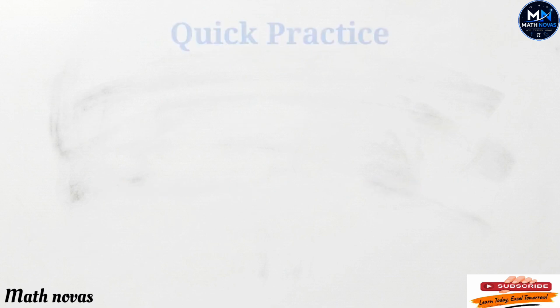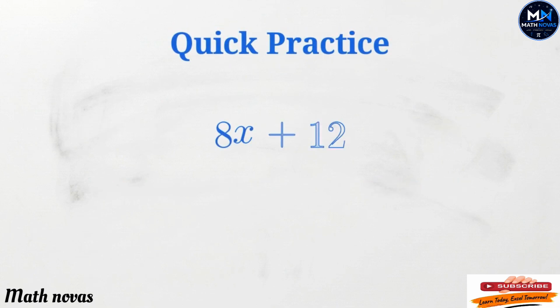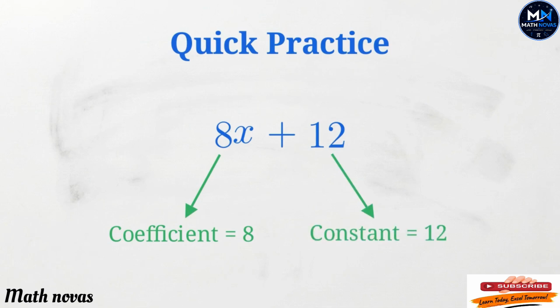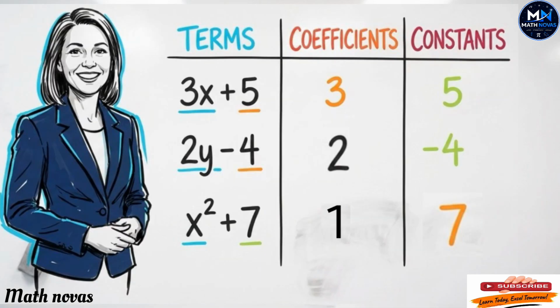Now it is your turn. Take a look at the expression 8x plus 12. Pause the video and identify the coefficient and the constant. The coefficient attached to our variable is 8, and the fixed constant is 12. Identifying these pieces allows us to break down expressions into their basic parts, making them much easier to analyze.